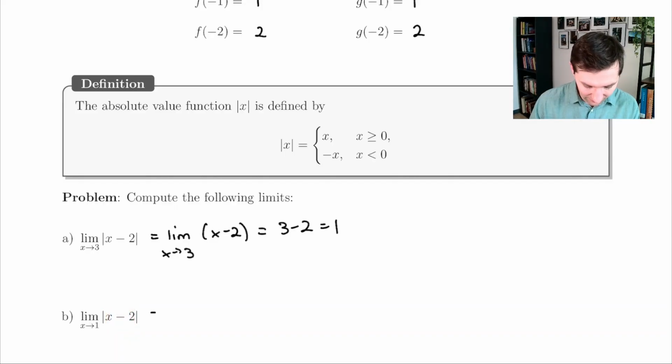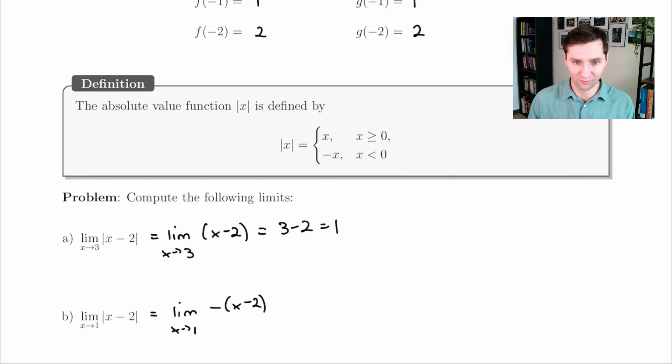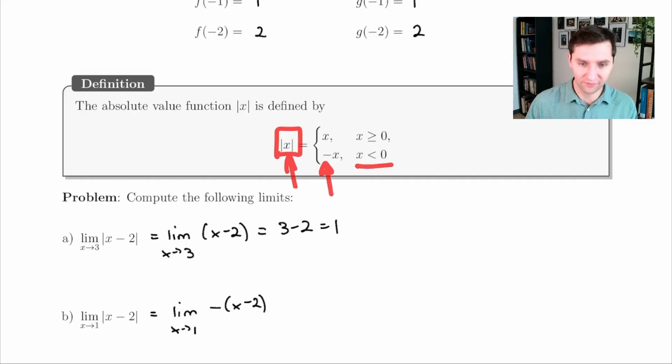So to rewrite this without the absolute value, I will say that this is the limit as x goes to 1 of negative, and just regular parentheses, x minus 2. I follow the piecewise defined formula. For x's that are less than 0, I just simply put a negative sign in front of what's inside of absolute value.